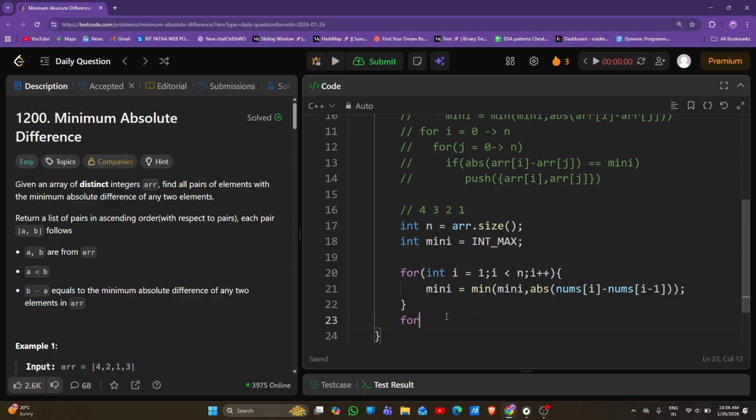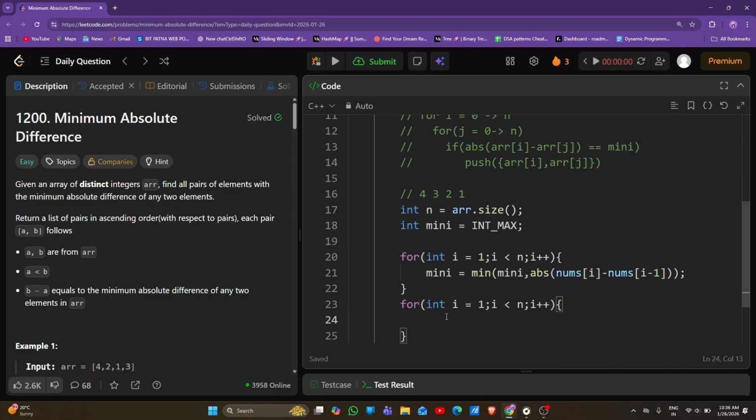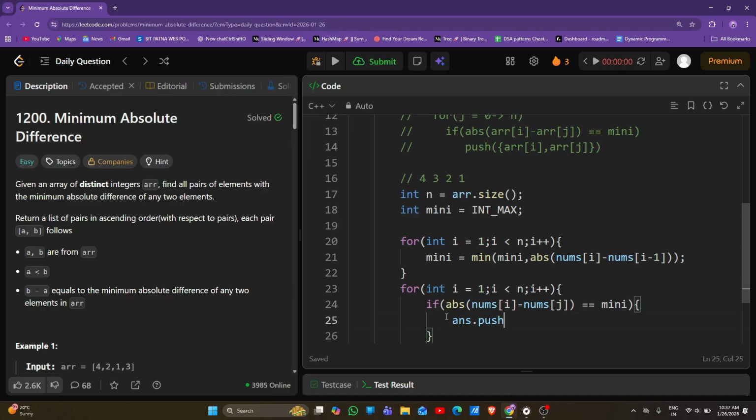And then we will collect all the pairs with the corresponding minimum difference. For i equal to 1 and i plus plus, we will check all the pairs: if absolute of nums of i minus nums of i minus 1 is double equal to mini, then answer dot push back.